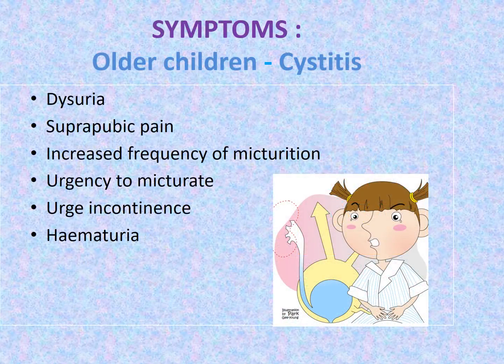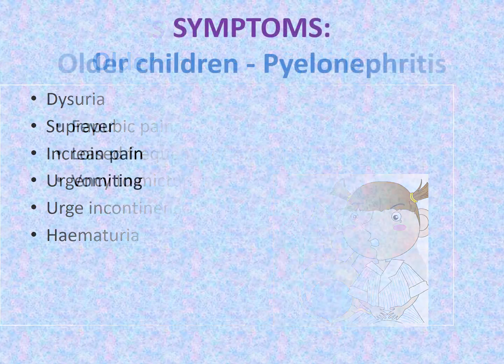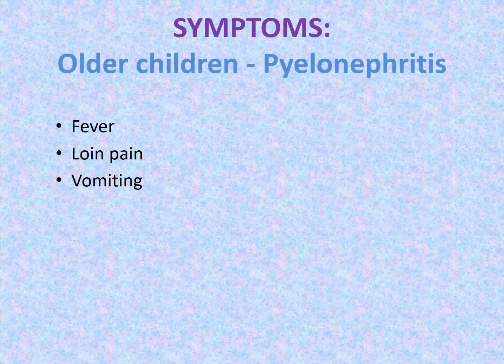Older children with cystitis typically complain of dysuria, suprapubic pain, increased frequency of micturition, urgency to micturate, urge incontinence, or hematuria. Those with pyelonephritis usually have high-grade fever associated with loin pain. They may also have nausea and vomiting.